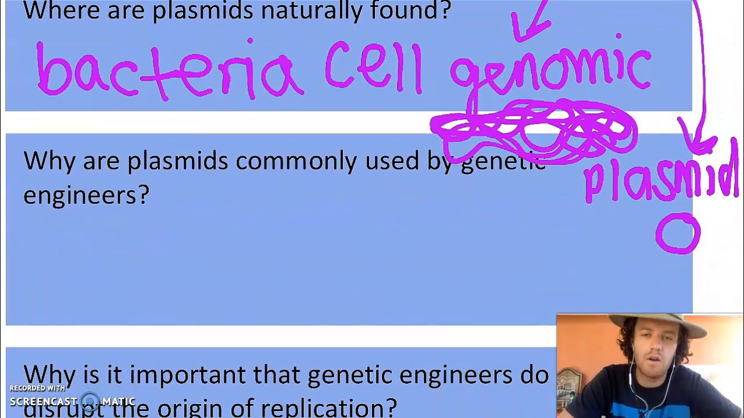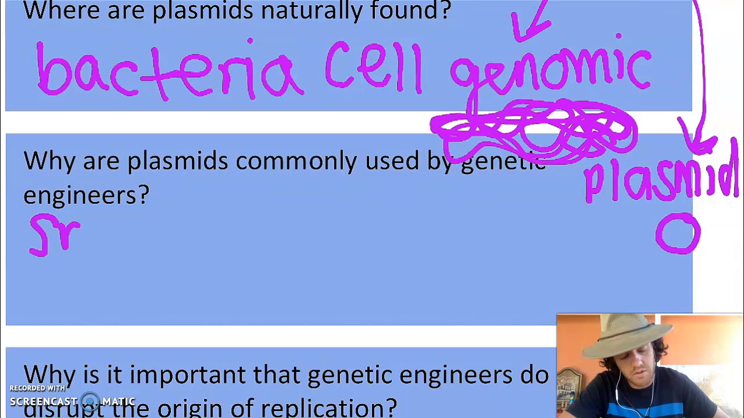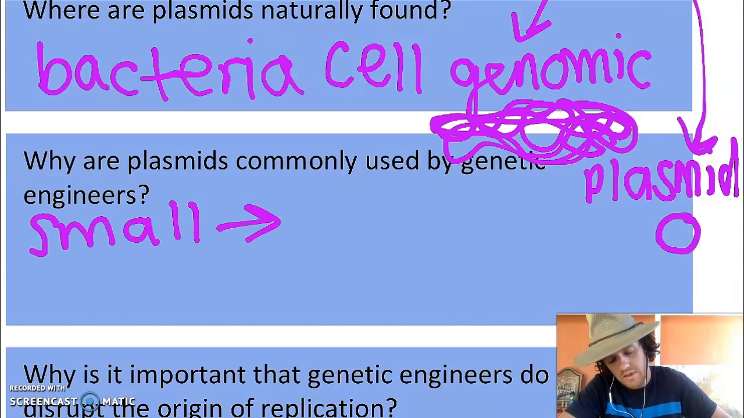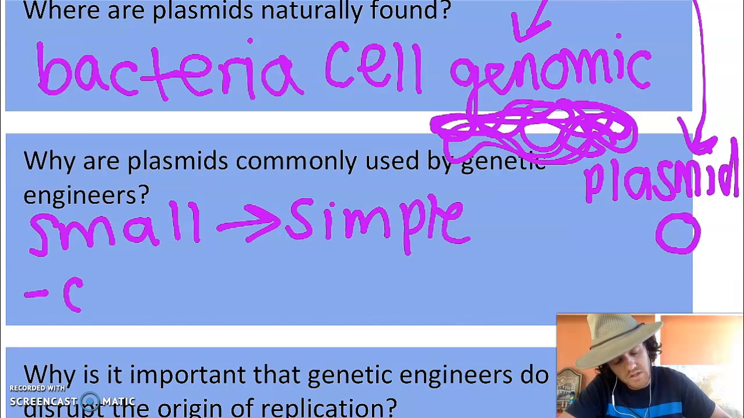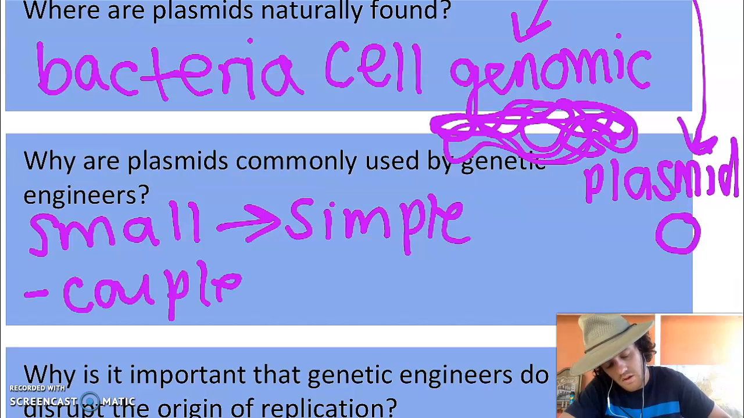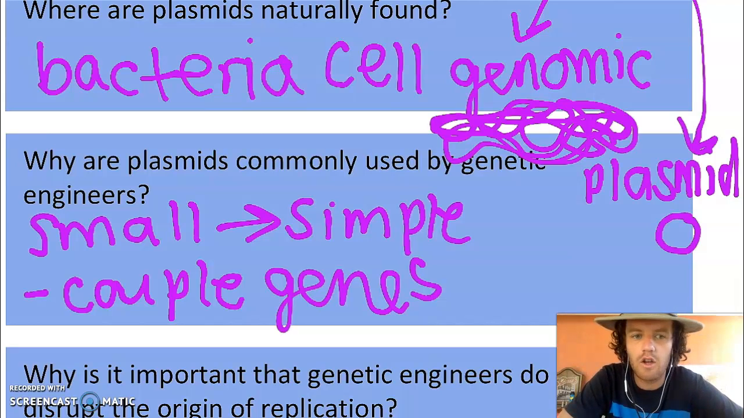So why are plasmids commonly used by genetic engineers? It all comes down to the definition I just gave of a plasmid. It's a small circular piece of DNA. Because it's a small piece of DNA, it's actually pretty simple. Most plasmids just have a couple genes on them. Remember, a gene is a region of DNA that codes for a protein to be produced, which is ultimately going to influence a trait in an organism. So because plasmids are small and circular, they're really simple. They only have a couple genes on them.